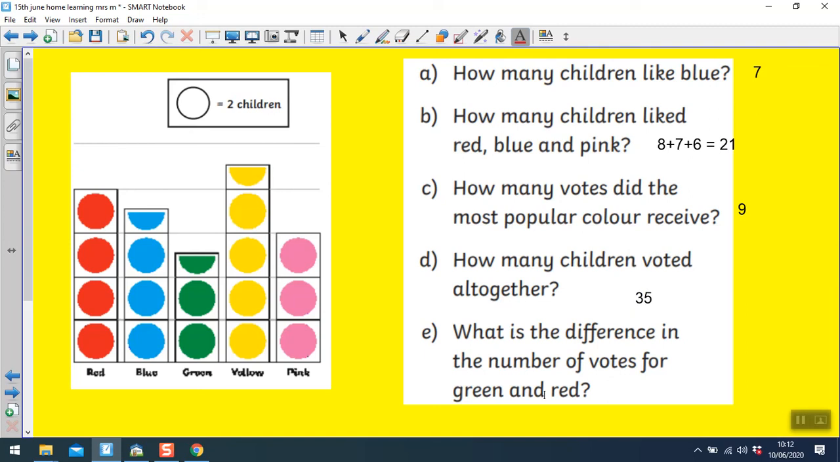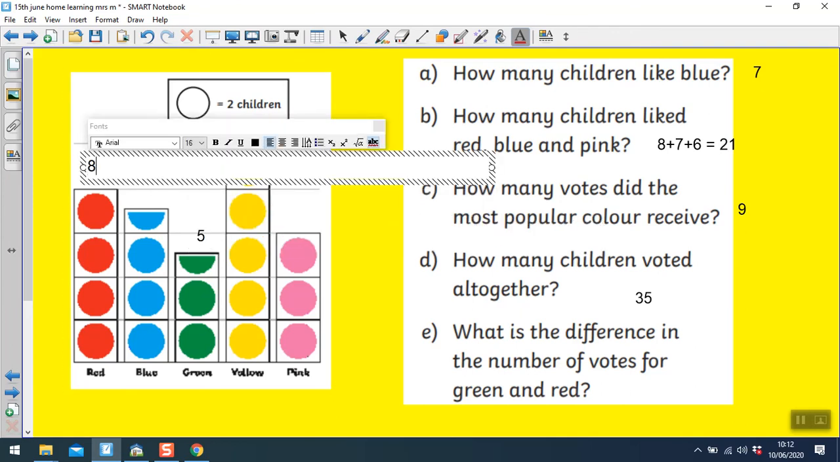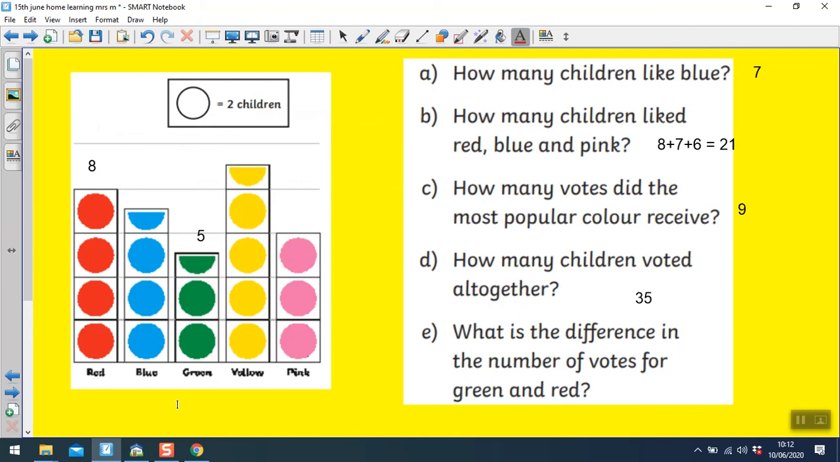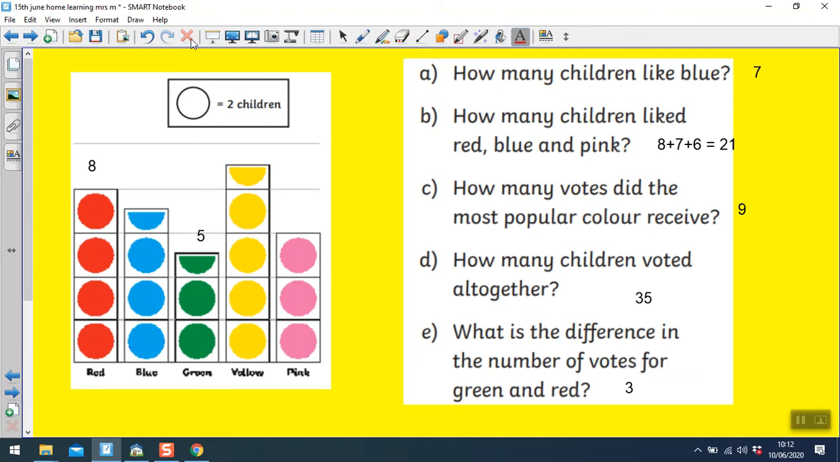What is the difference in the number of votes for green and red? So green is 5 and red equals 8. So to find the difference you need to do a takeaway. So you either do 5 add what makes 8 or 8 take away 5, and the difference is 3.